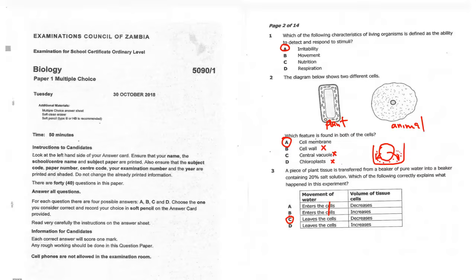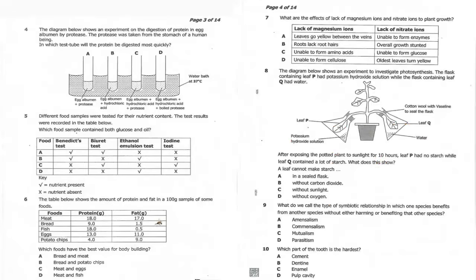Okay. Then we continue to look at question 4. The diagram below shows an experiment on the digestion of protein in the egg albumin by protease. Protease was taken from the stomach of a human being. Now, if it was taken from human being stomach, it works well at an acidic pH. That is one thing should come to your mind. Which test tube will the protein be digested mostly? Look at this. The first part, egg albumin plus protease. Okay, let us see B. Egg albumin plus hydrochloric acid. C. Egg albumin plus hydrochloric acid plus protease.